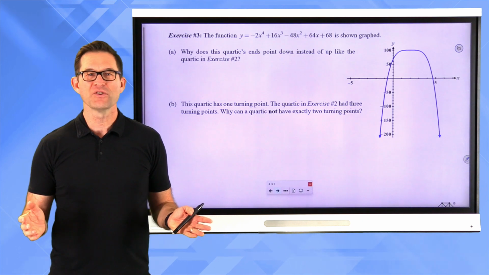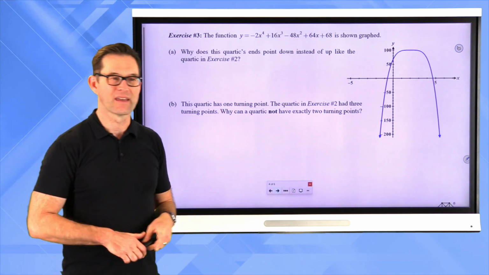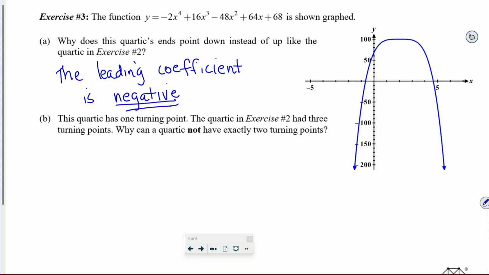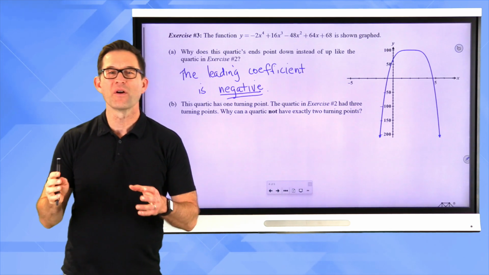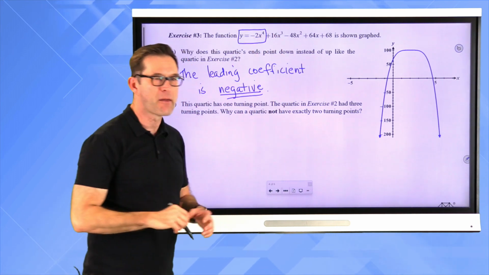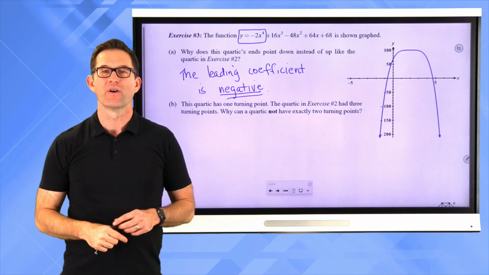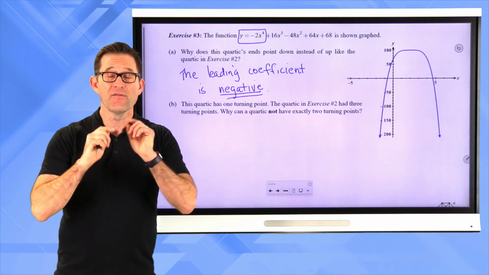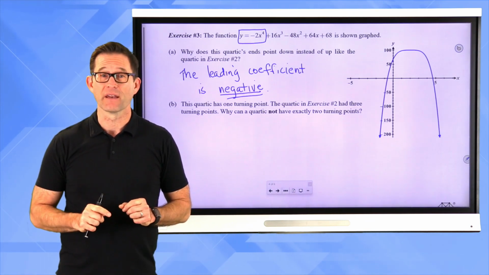It's all about that leading coefficient, right? The leading coefficient is negative. The long-run behavior of this particular polynomial is all dictated by that power function. And that power function would have ends that point downward, both ends that point downward, because it's got an even power and the coefficient is negative.